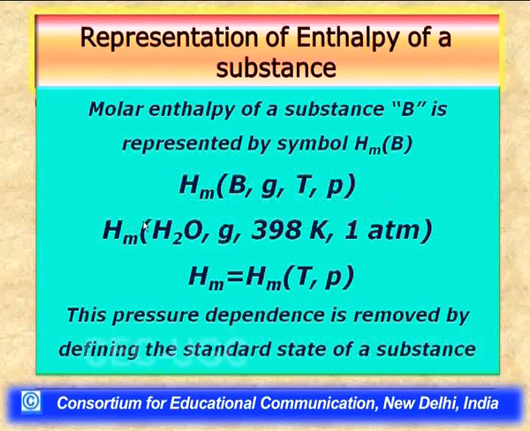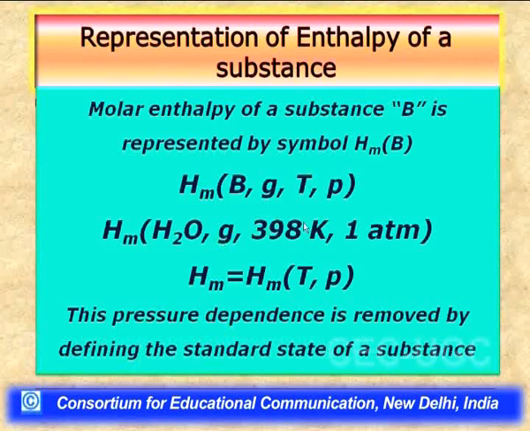For example, if we talk about the molar enthalpy of water at 398 Kelvin at 1 atmosphere pressure, then we need to write Hm, the symbolic representation for molar enthalpy. And within parenthesis we have to write the name of the substance, which is water. So Hm(H2O, ...), separated by a comma from the physical state of the substance, that is the solid, the liquid or the gas.